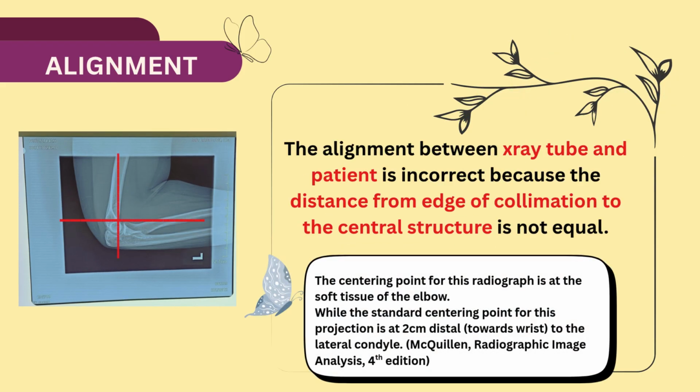The last point for alignment: the alignment between the X-ray tube and the patient is evaluated by comparing the distance from the edge of the collimation to the central structure. In this radiograph, the alignment between the X-ray tube and the patient is incorrect because the distance from the edge of the collimation to the central structure is not equal. The centering point for this radiograph is at the soft tissue of the elbow, while the standard centering point for this projection is 2 cm distal towards the wrist from the lateral condyle.